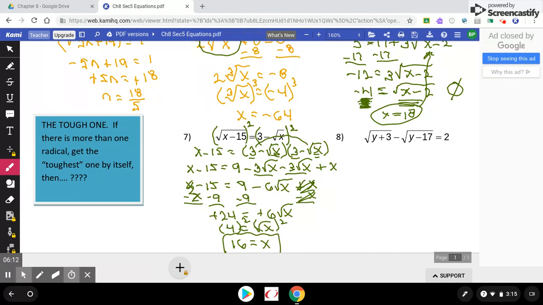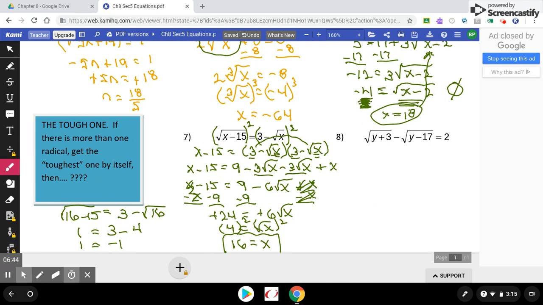So I'm going to check it over here, way over on the left side. Plug in my 16 in for x. The other side said 3 minus the square root of x. Plug in my 16 in for x. Let's try it. 16 minus 16 minus 15 is 1. The square root of 1 is 1. Square root of 16 is 4. But 3 minus 4 is -1. Oh no! That's called an extraneous solution.